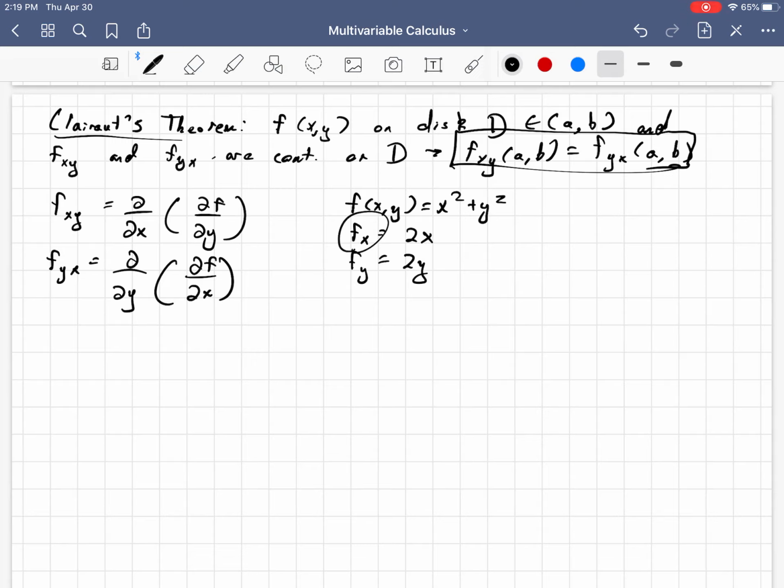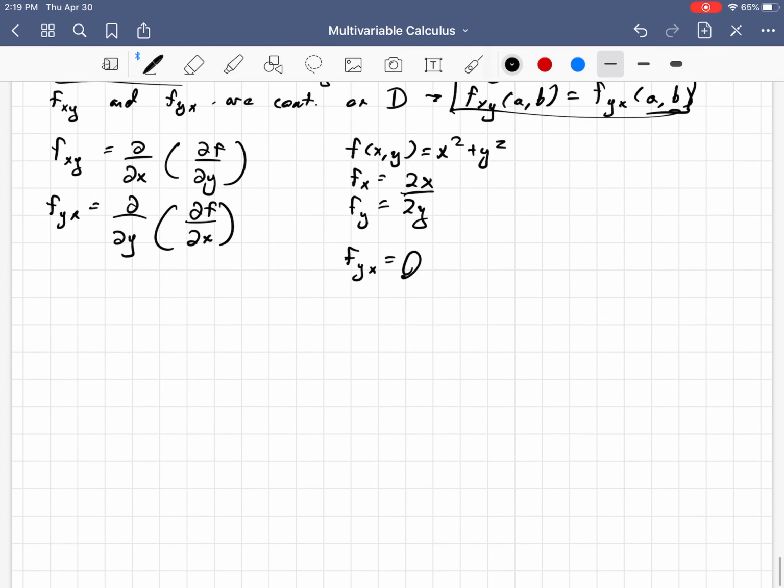Now, if I take this here, the partial of f with respect to x, and then I differentiate that with respect to y, I get that f sub xy. In other words, the partial with respect to y of the partial with respect to x. I'm sorry, my bad. I flipped it around on you. This would be f sub yx. So I'm differentiating first with respect to x, and then I'm going to take that answer and differentiate it with respect to y. So since 2x is a constant with respect to y, I just get 0.